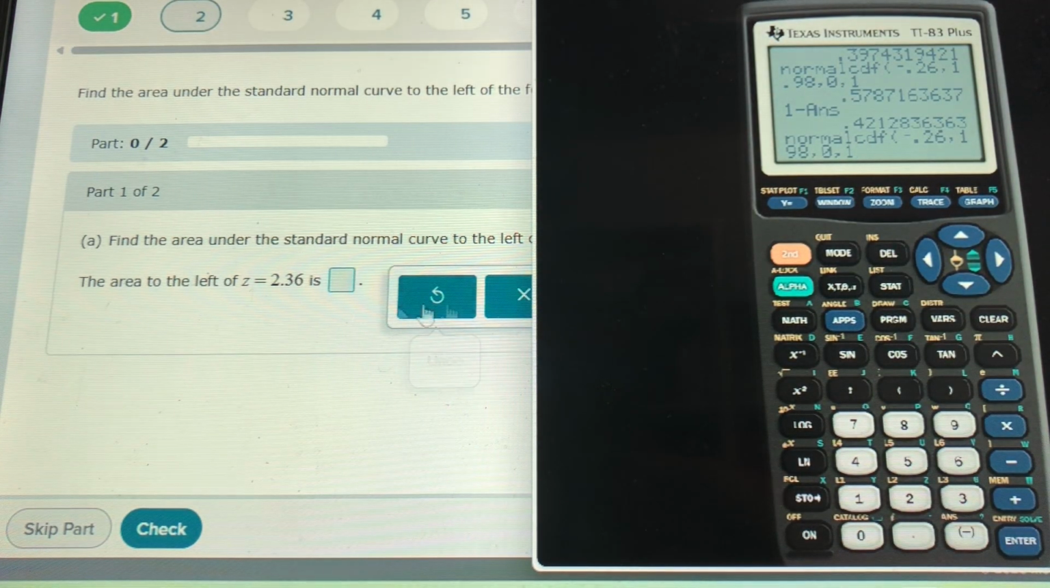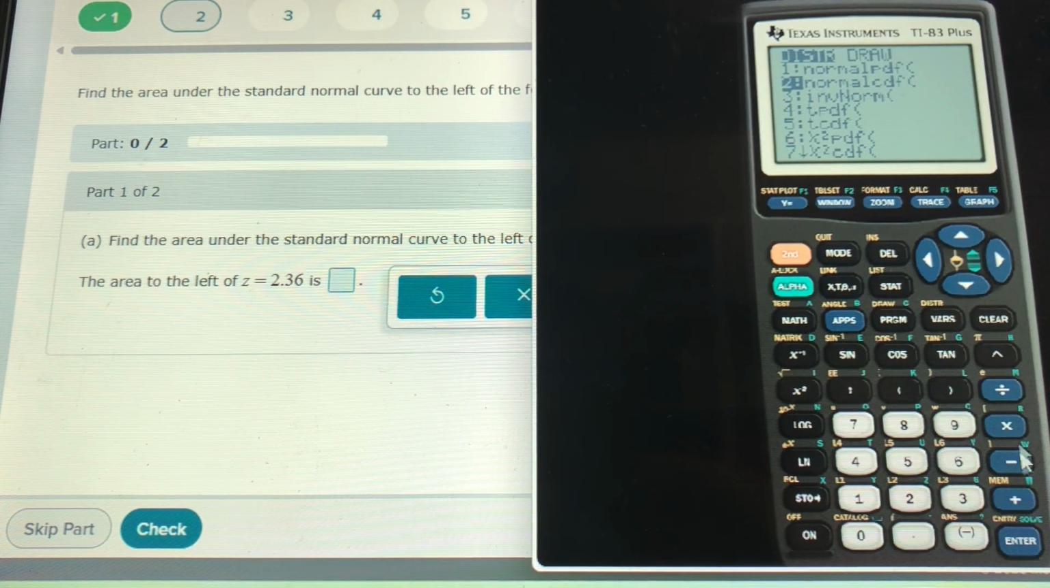Okay, to the left, you do normal CDF. Well, you're doing normal CDF anyway because it's find the area. Normal CDF, second one down. To the left, you always put negative 999 first. You're going all the way to the left to negative infinity. And then you put whatever given number is here, 2.36. It does say under the standard normal, so 0 and 1 for third and fourth slots.